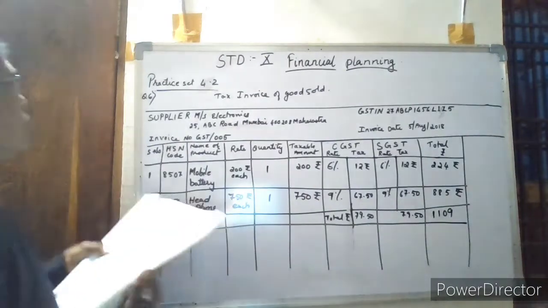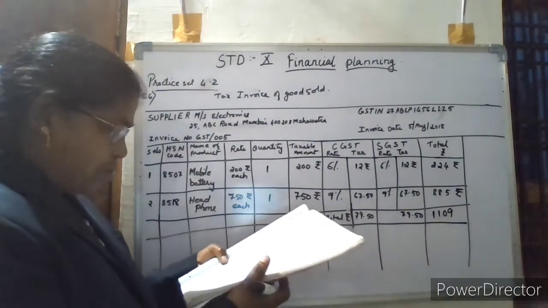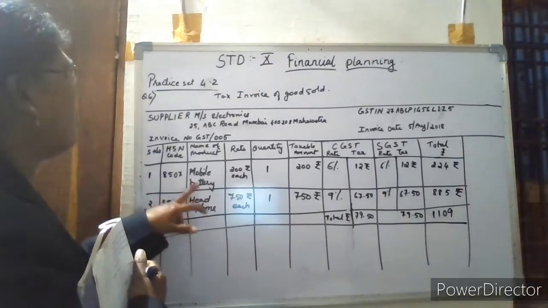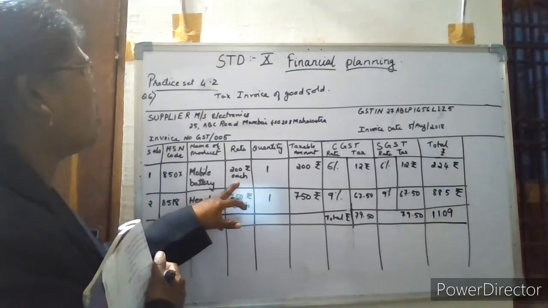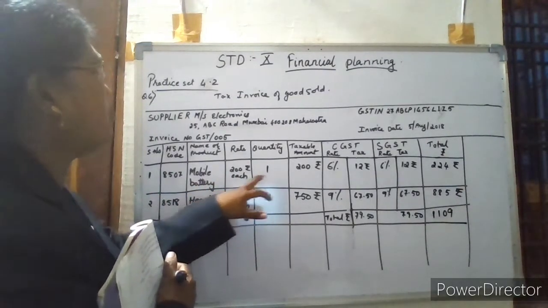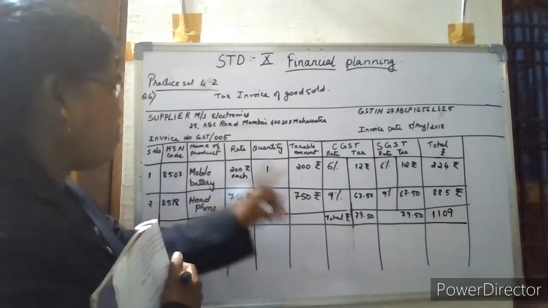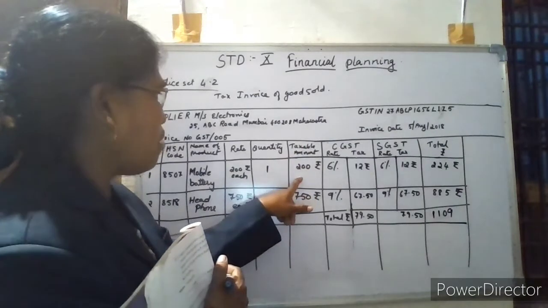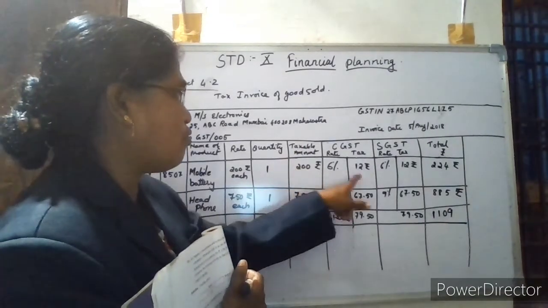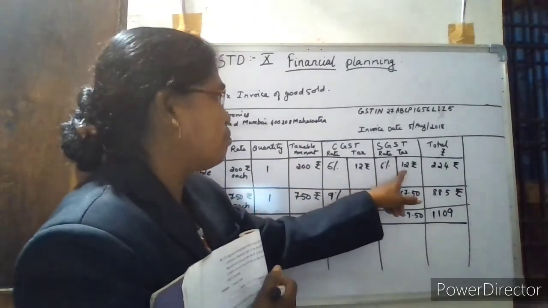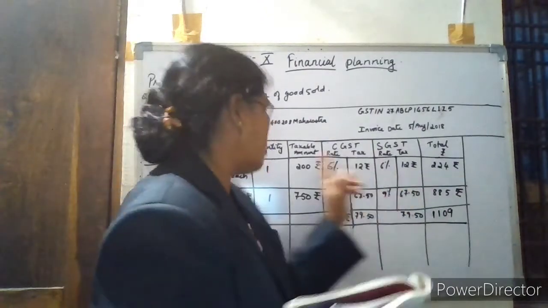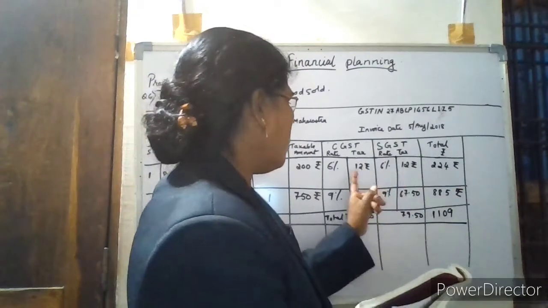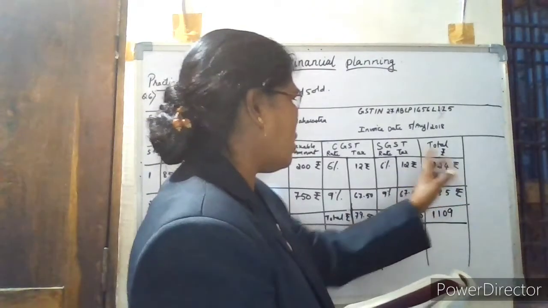So the first item is a mobile battery. Now this is the HSN code given, a mobile battery costing 200 rupees each. Only one quantity, only one battery is sold. So the taxable amount is 200. 6% of 200, and 12% again 6% of 200, is 12 rupees. So this 12 plus this 12 plus 200 is 224.